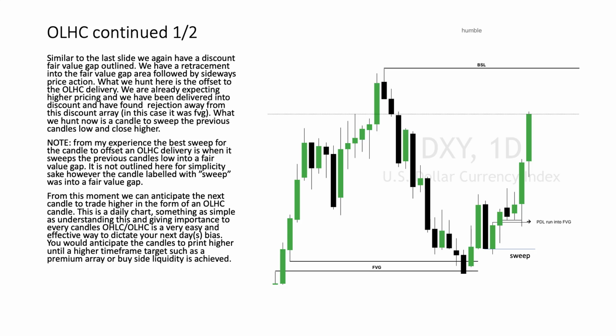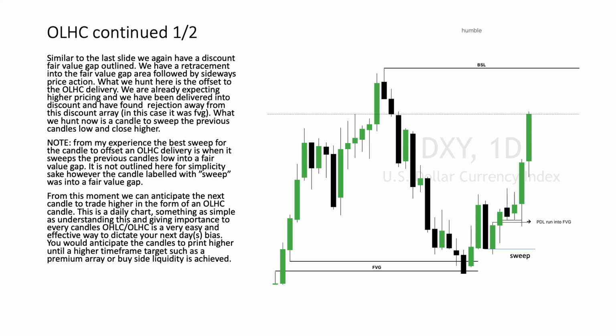What we hunt for here is the offset to open low high close delivery as stated. So we are already expecting higher pricing and we have been delivered into the discount and we have found rejection away from the discount array. In this case, it was a fair value gap. Remember, it could be any one of the arrays, right? Or it could be a run on a sell side liquidity pool, such as a previous day's low, etc.